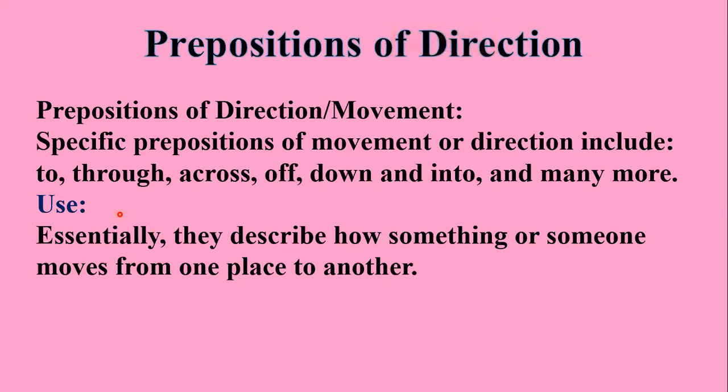They moved to America. So that is a direction or a movement, that they are moving from one place to another. Or the ball went through the hole. So where did the ball go? It went through the hole. Across. They traveled across the country. So across is again a location or a direction or movement. Okay, let's look at the examples.